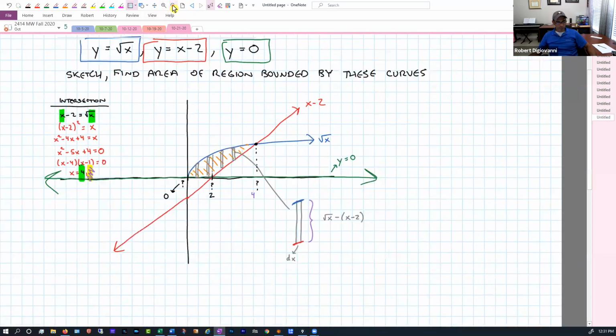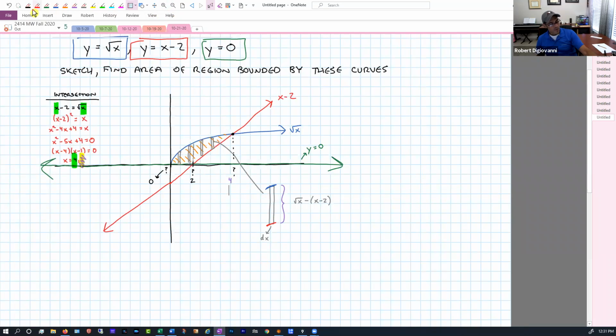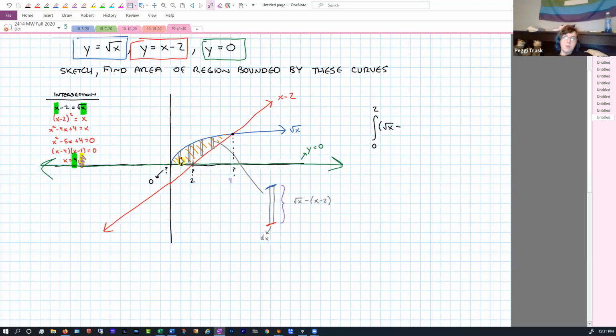All right, zoom this back out a little bit. So what we're going to do now is we're going to set up our two integrals. The first integral is going to go from 0 to 2. And when we're doing that integral, the function that's on top is the square root of x. And we're subtracting from it the function that's on the bottom. So what's the function on the bottom in this first little region here? Y equals 0. Now I don't need to write 0, but I'm going to just to stress again, that's top minus bottom.